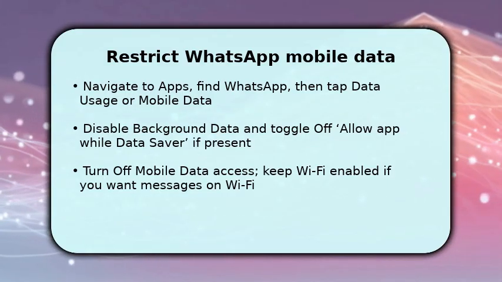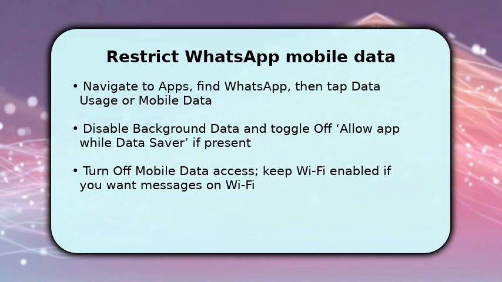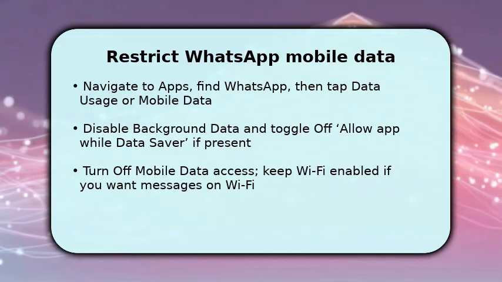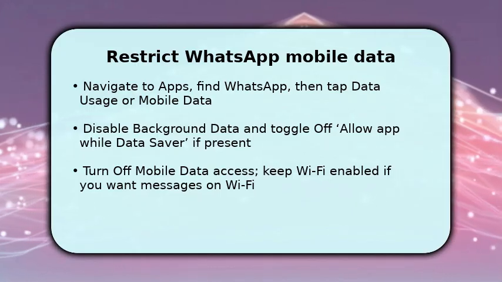Next, turn off mobile data access for the app entirely. This blocks any cellular transfers while preserving Wi-Fi. Once done, double-check data saver exceptions and remove WhatsApp if it's allowed.